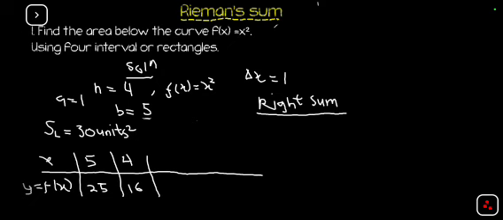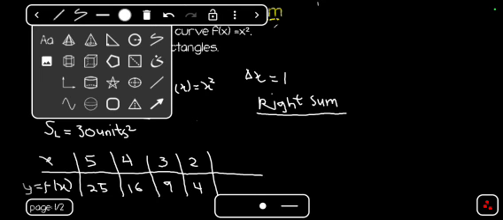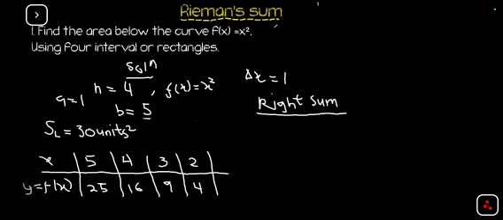So when x is x3, the x will be 3, and then 3 squared, which is giving us 9. And when x is x4, we subtract 1 from it to be 2. So 2 squared, which is 4. So this is it. Now let's use the formula.